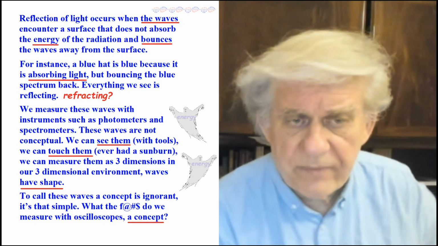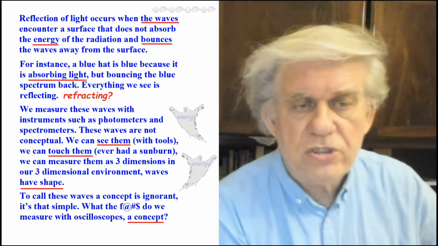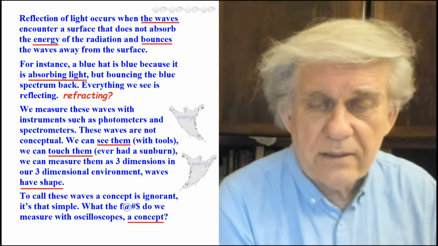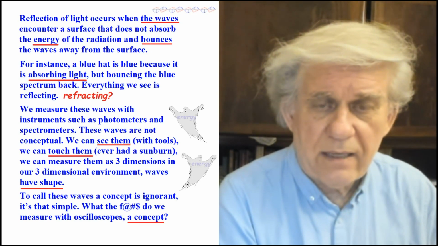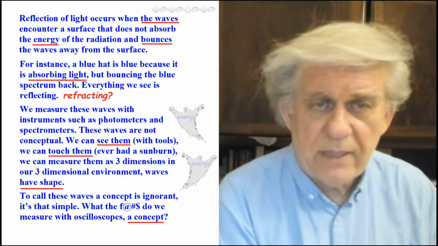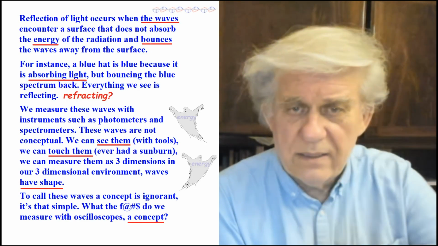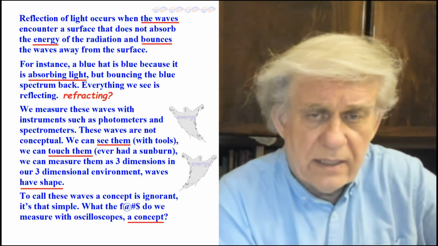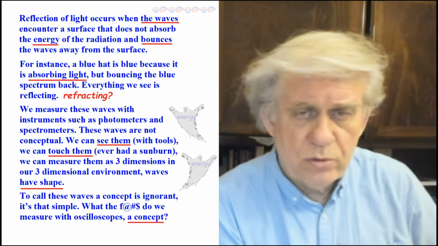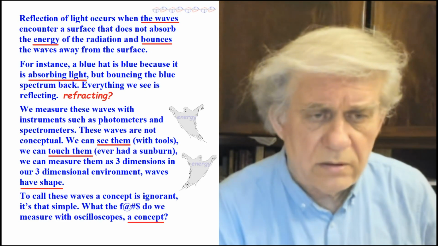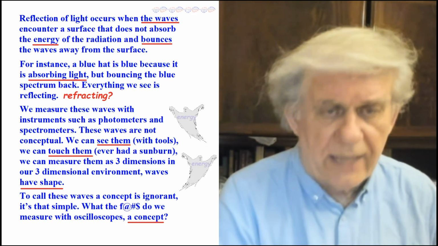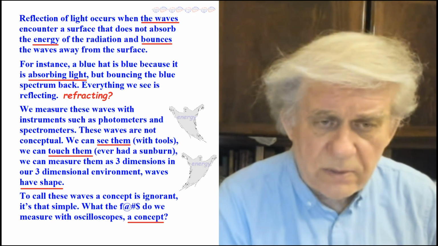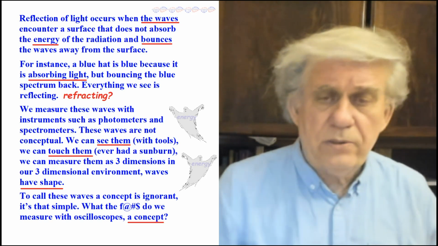It says we can measure them as 3 dimensions in our 3-dimensional environment. Waves have shape. Oh yeah, what do they look like? And what are we talking about? What is the shape? I mean, again, are we talking about these vectors? Is that what a wave is to you? I mean, if not, it'd be nice if you can point to a site that shows what your waves are. Okay, to call these waves a concept is ignorant. It's that simple. What the hell do we measure with an oscilloscope? A concept? Well, you got to tell us what it is.